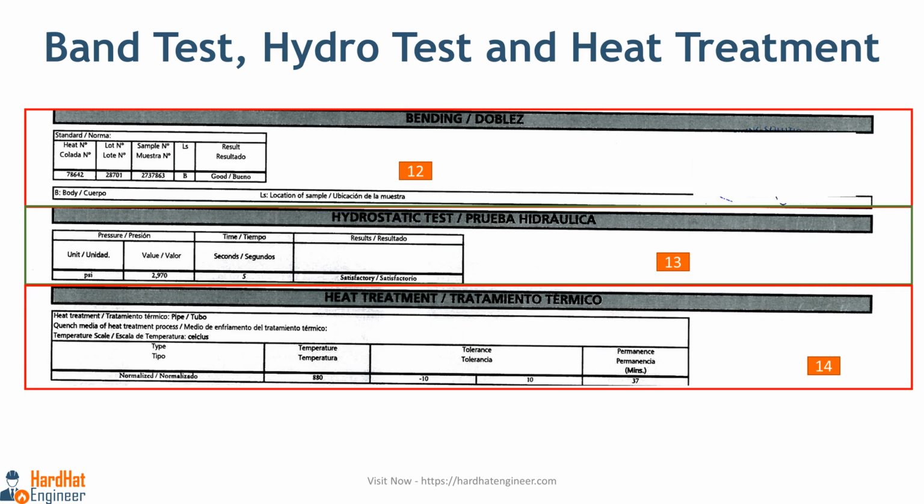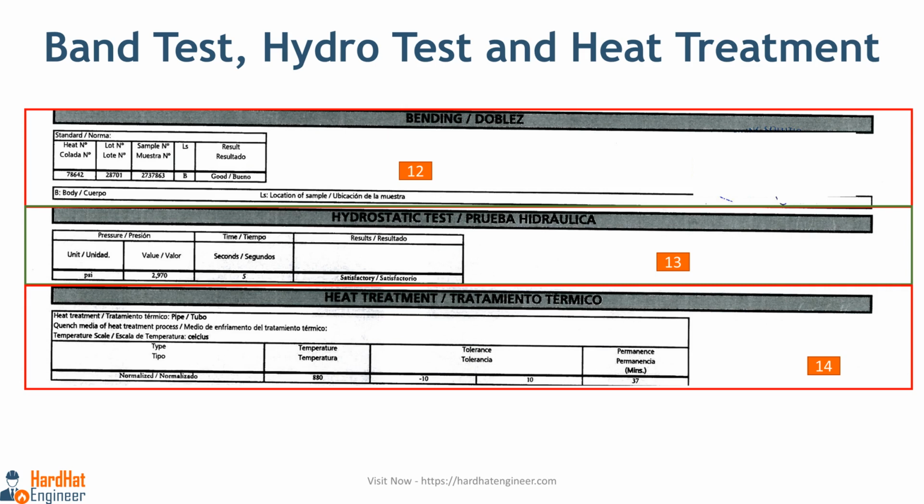Step 12 is to check the bend test result. Bend tests are conducted to assess the material's ductility and resistance to cracking. The result is determined through visual examination. If any cracks are observed in the bend area, the sample will not be accepted.